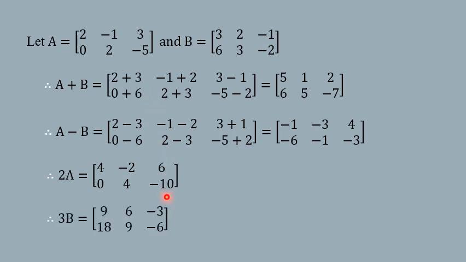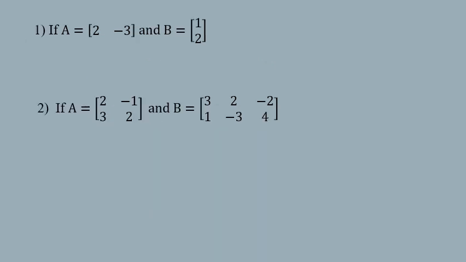And now we find 3B. That means we are multiplying all these 6 elements by 3. So the answer will be: 3 3s are 9, 3 2s are 6, 3 into minus 1 is minus 3, 3 into 6 is 18, 3 3s are 9, 3 into minus 2, the answer will be minus 6.